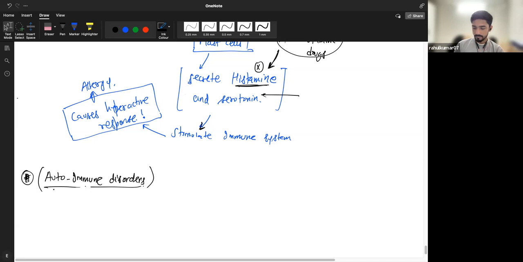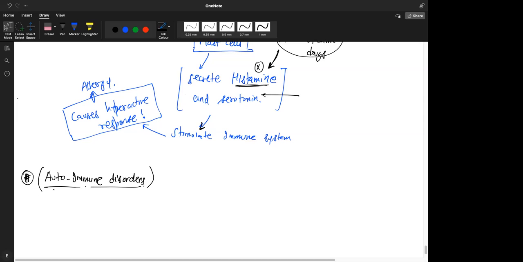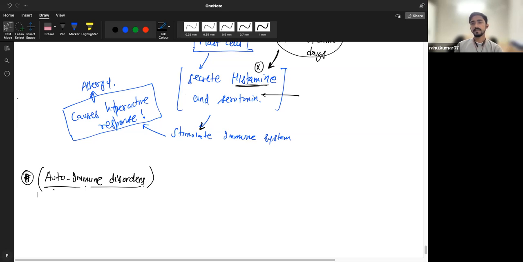So let's go term by term. What does the word auto mean? Auto, automatic, auto rickshaw, autograph. You don't know the meaning of auto? How is it possible? Sorry, Fatima? Self, like self. Self, yes. So auto means self.